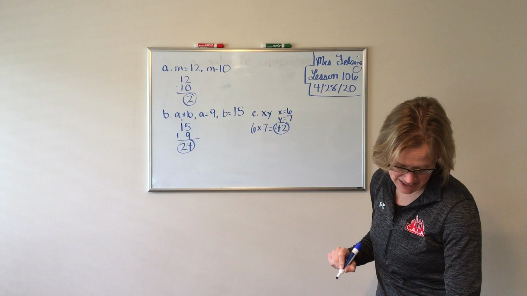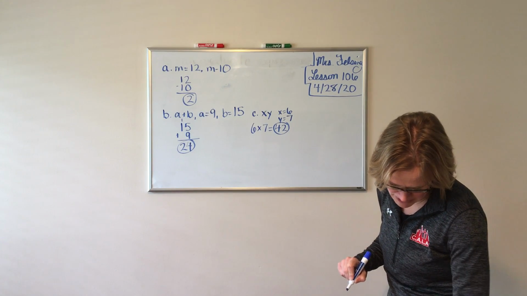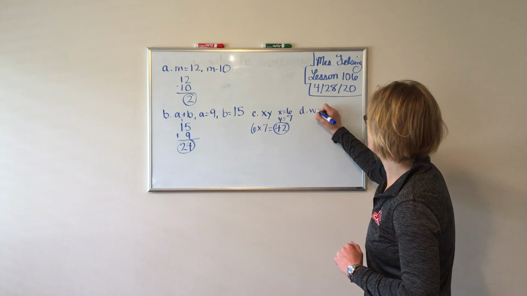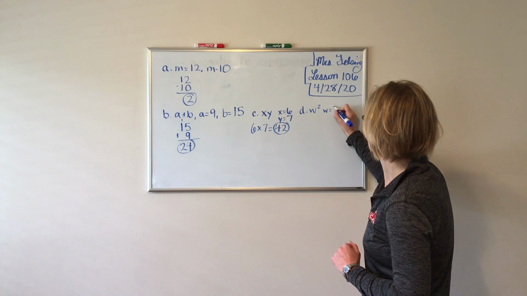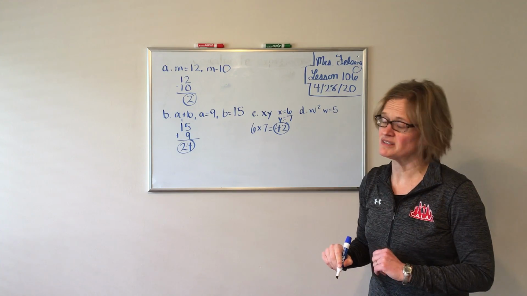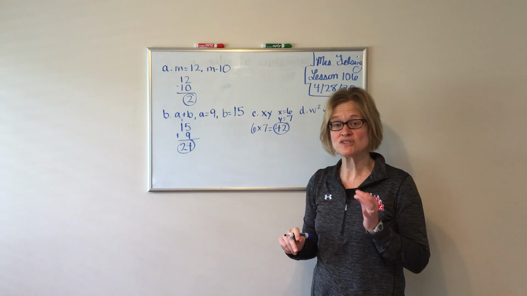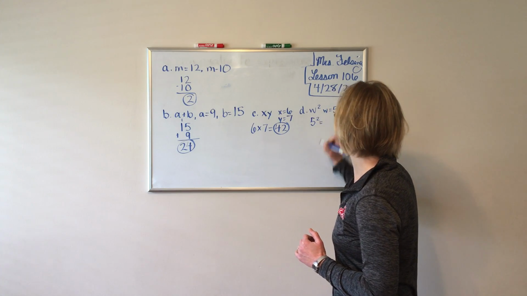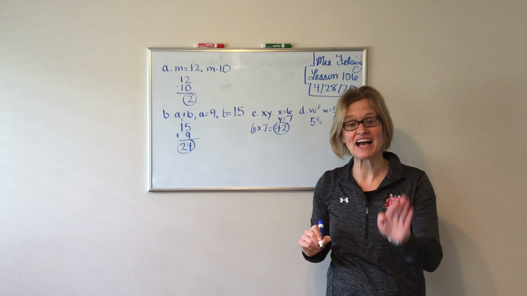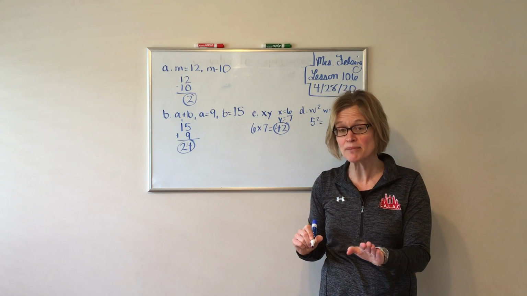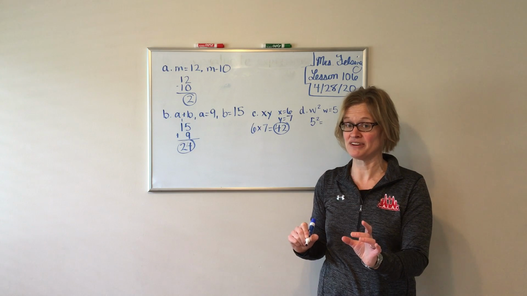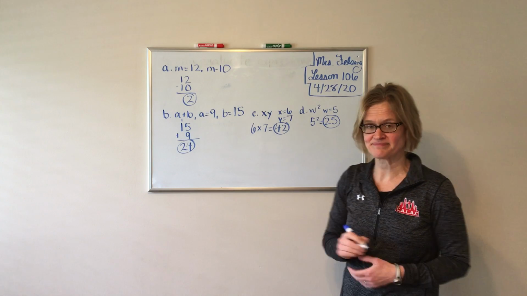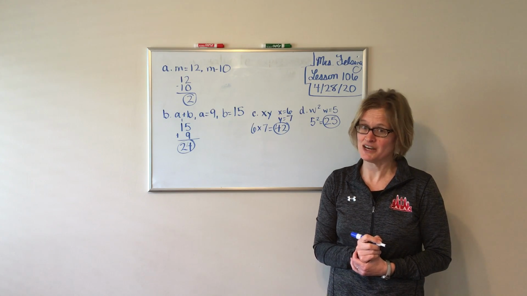Okay? Letter D. What is the value of w squared when w is 5? Now, don't make the mistake of taking 5 times 2, because that is not what this means. Remember, 5 squared means 5 times 5. When you square a number, you're multiplying it times itself. So 5 times 5, that is 25. Does that make sense? I hope so.